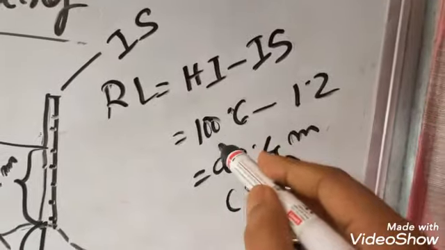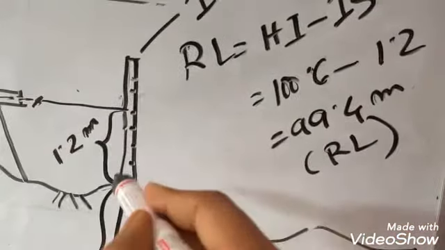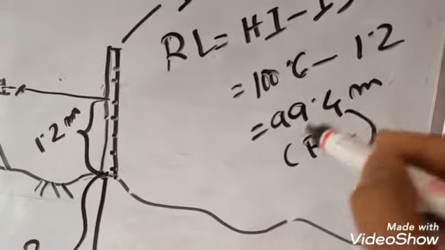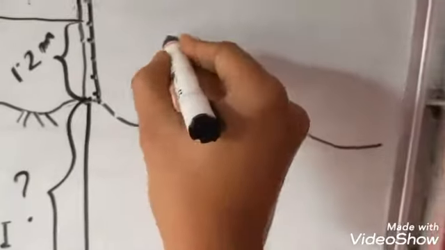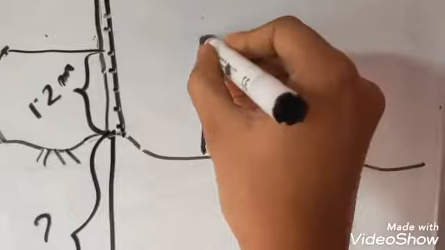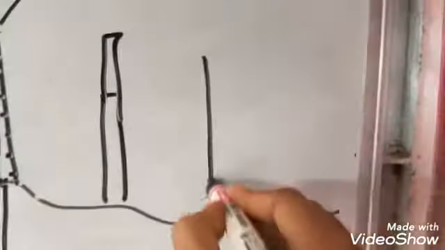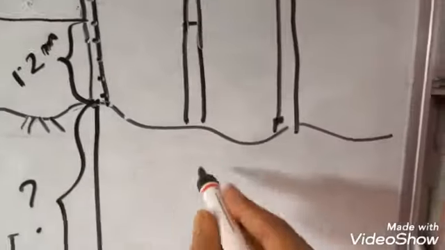Height of instrument was 100.6, intermediate side reading is 1.2, and the RL of that particular point at which we are taking the intermediate side reading is 99.4. So in this way we can continue and place the staff at various points and take the reading and continue our survey, and find out the RLs of the different points with respect to the datum.